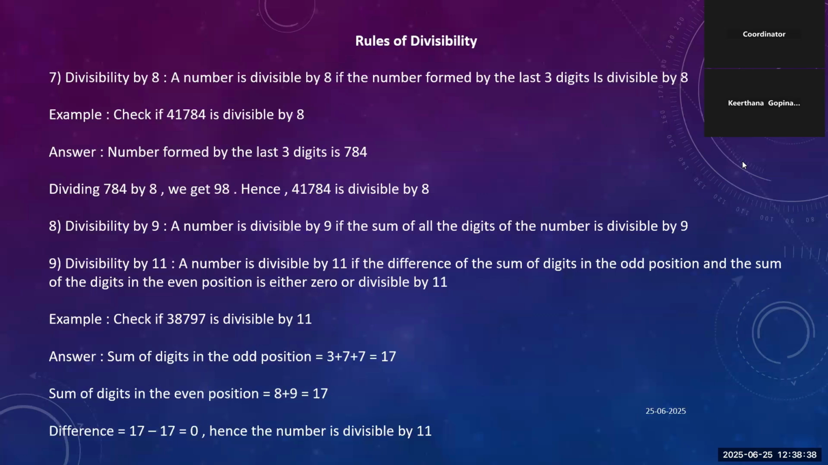But for 8, the last 3 digits you have to take. Got it? Yes, sir.